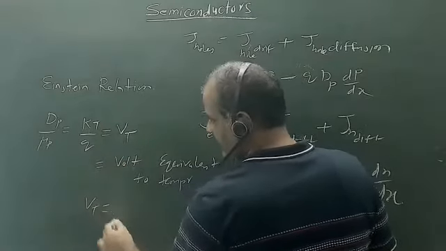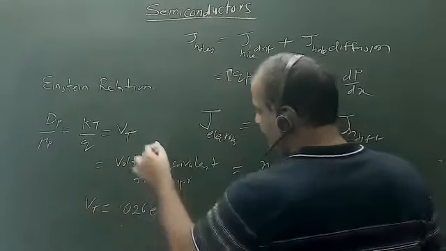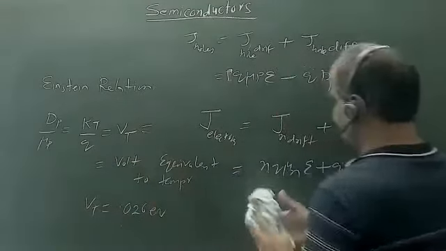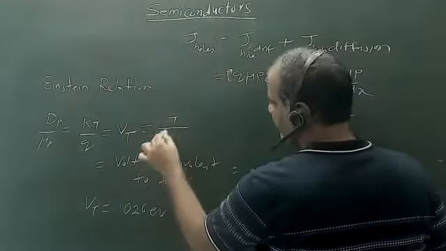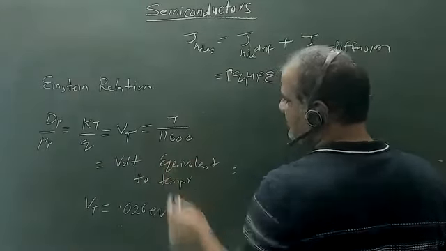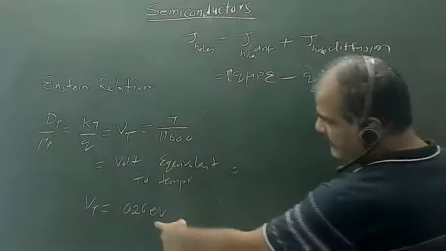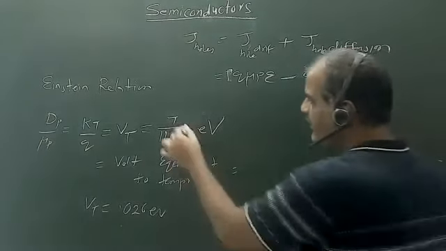Vt is equal to how much? 0.026 electron volt. So we can also write Vt equal to T upon 11,600. So if you put T is equal to 300, you should get this value, in eV. So temperature equivalent to voltage.